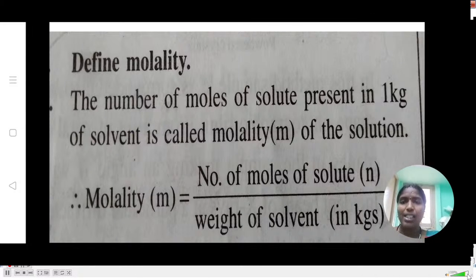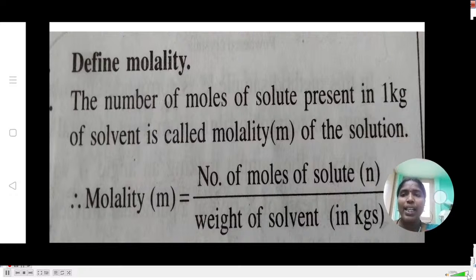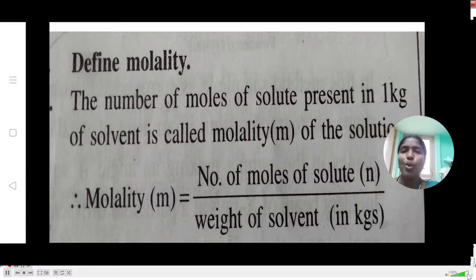Define molality. The number of moles of solute present in 1 kg of solvent is called the molality of the solution. Molality is denoted by the letter small m.